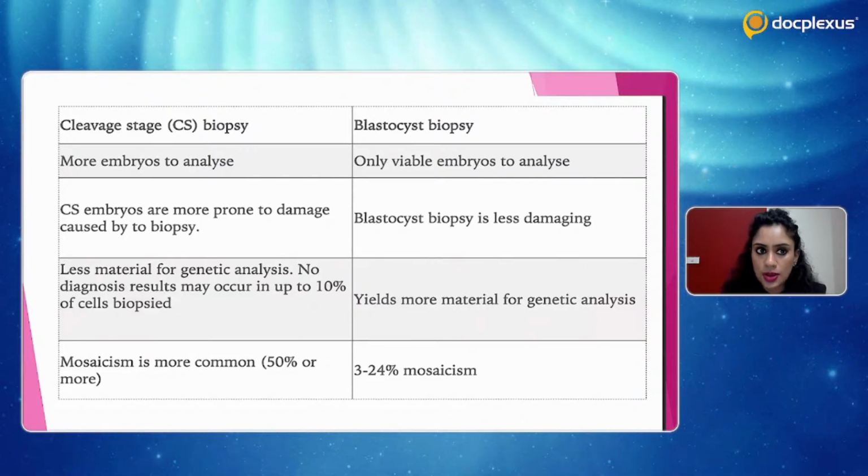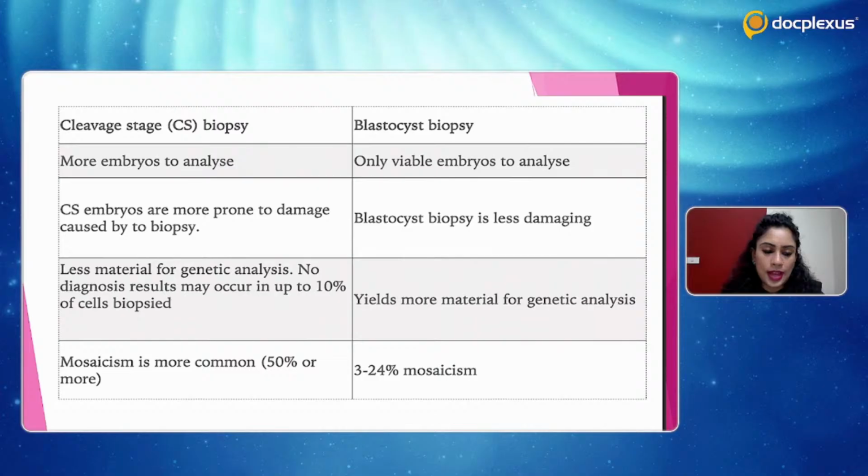In the cleavage stage biopsy, there are more embryos to analyze, because as and when it progresses to the blastocyst, only a few embryos are left behind. Only the viable embryos will be left behind to analyze. Now, the cleavage stage embryos are more likely to have damage caused by the biopsy, whereas the blastocyst biopsy is less prone to damage, as the embryo is stronger at that point.